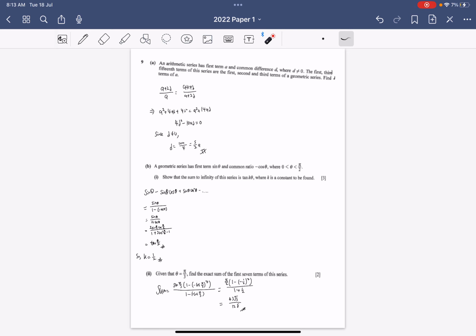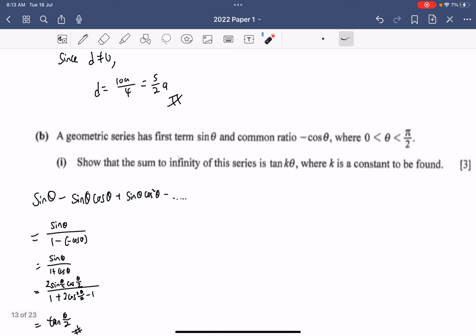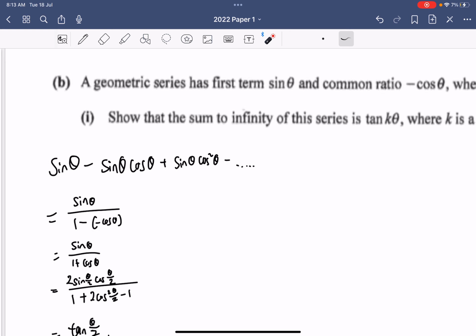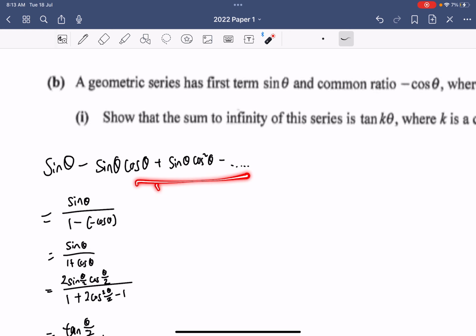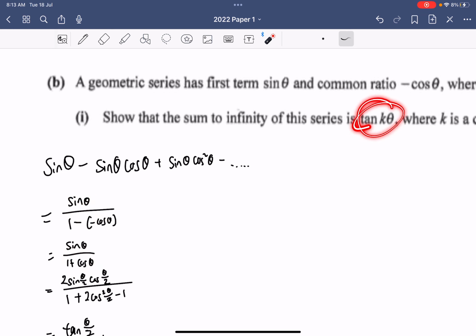So next, we see a geometric series which has the first term sine theta and a common ratio of minus cosine theta. So they want to take the sum to infinity, so it's sine theta minus sine theta cosine theta plus sine theta cosine squared theta. But it doesn't matter how you write this, as long as you use the formula for sum to infinity, which is A over 1 minus R. So A is sine theta over 1 minus minus cosine, so it's 1 plus cosine. So now you see that this is tangent.